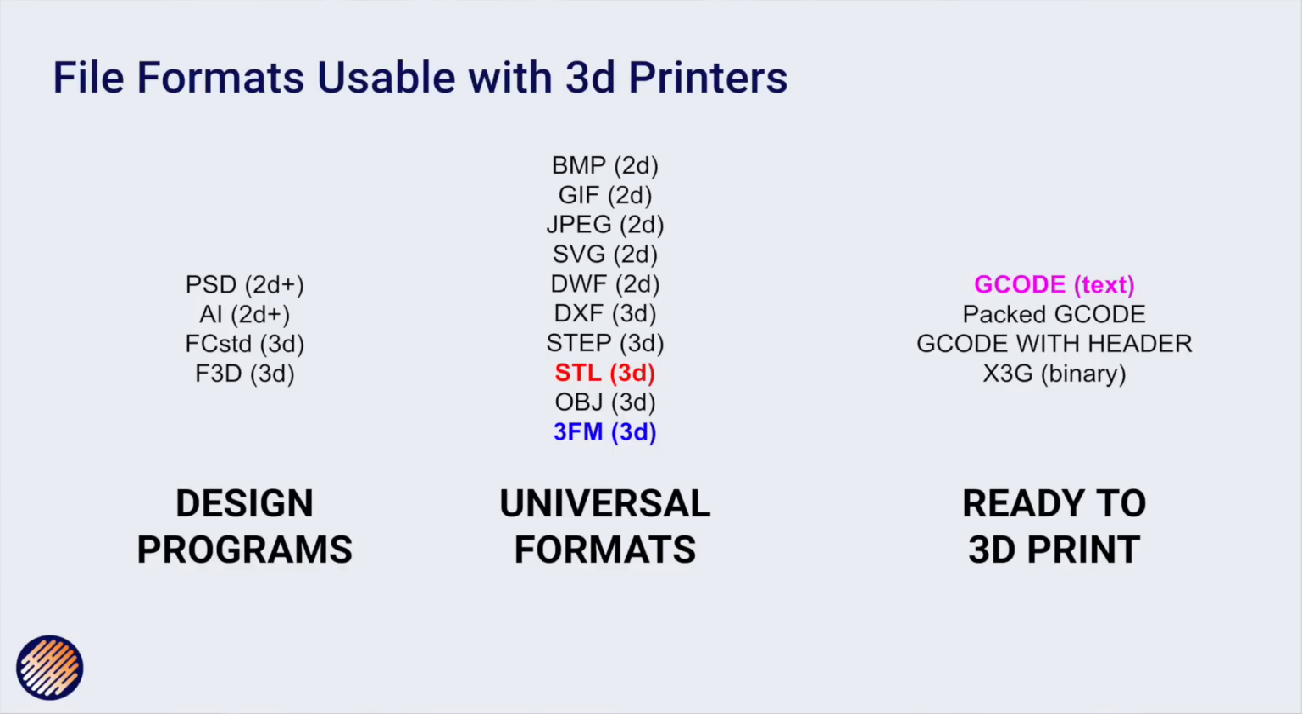Now, we've talked about a couple file formats already. Bitmap formats, which are things like JPEGs or Photoshop format, vector formats, which are like SVGs, three-dimensional universal formats like STL. So let's divide these into categories. The first category on the left are some examples of proprietary formats used by specific programs. PSD is Photoshop. AI is Illustrator. FCSTD is FreeCAD.